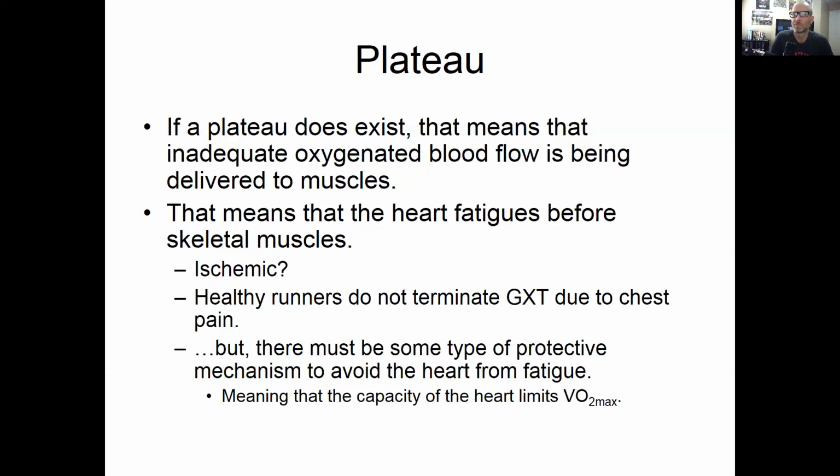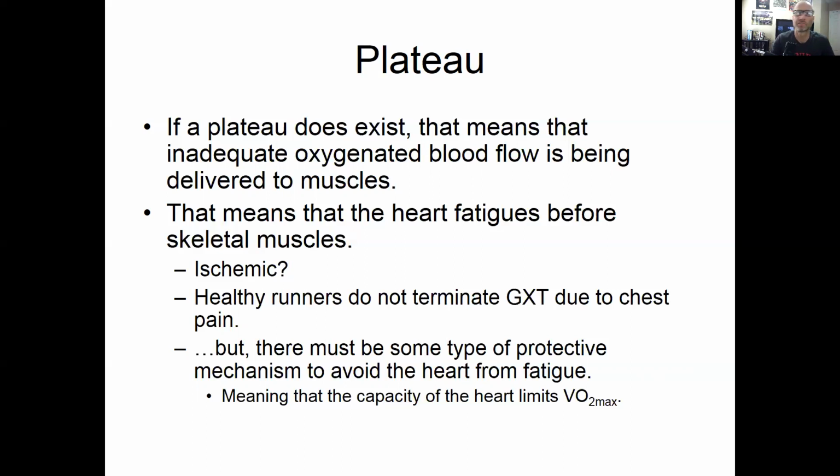The heart fatigues before skeletal muscles, so what Noakes starts to get to is this idea that there must be some protective mechanism to avoid the heart from fatiguing, right? It would make no sense to have the system be able to override the exercise intensity such that the heart would be at risk of damage, meaning the capacity of the heart limits VO2 max. Okay, so this is the argument that he's starting to present in this chapter, that the blood flow to the heart may actually be a limiting factor to VO2 max, or VO2.